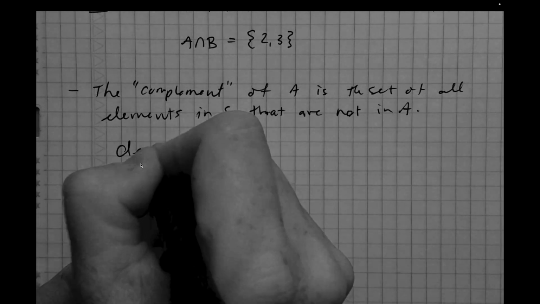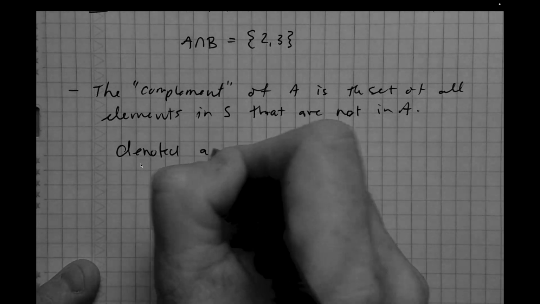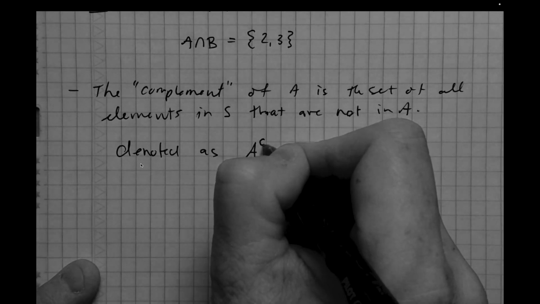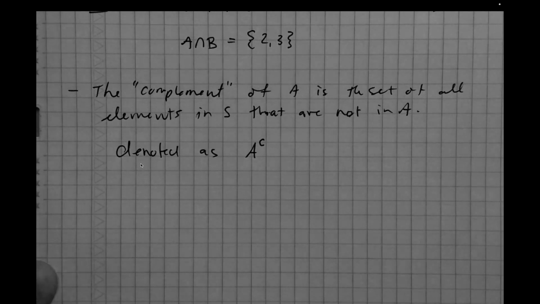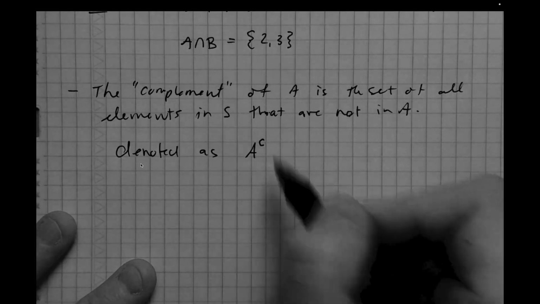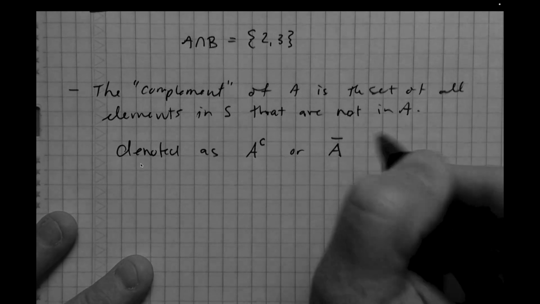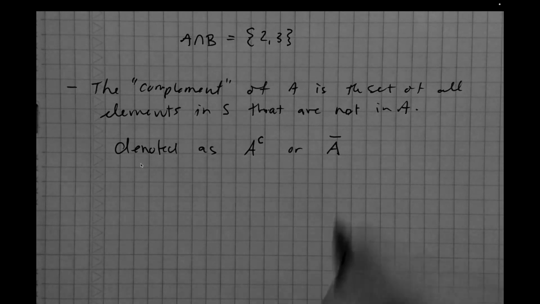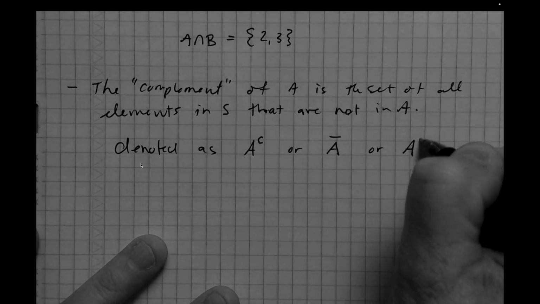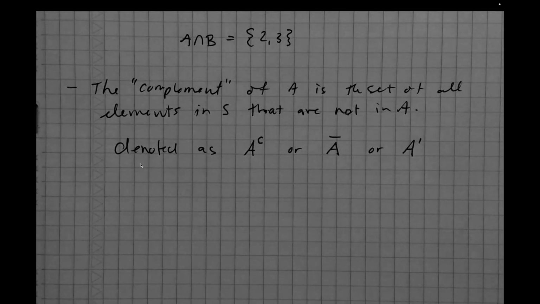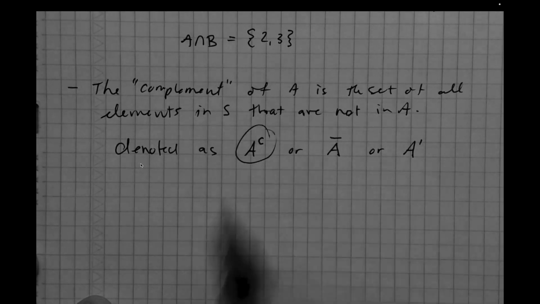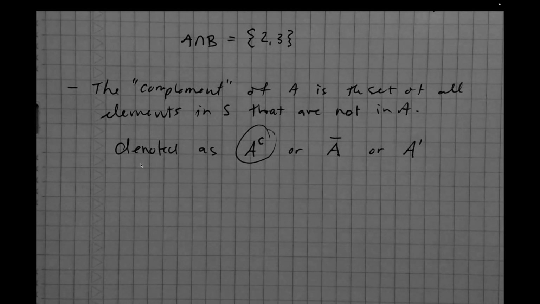Right, and so we denote this as A with a superscript C, a complement, or it's frequently denoted as A with a bar on top. I've also seen actually A prime. That'll happen as well. I think I'll probably veer towards this one mostly.